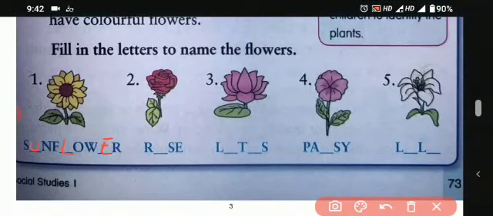The second one is rose. Third one is lotus. Lotus is found in the pond. And the fourth one is lily. So these are the flowers. So students, learn the spelling of all the flowers and fill it in your book.